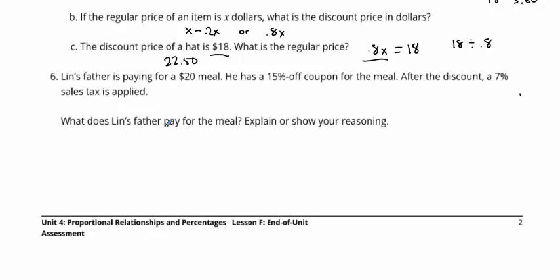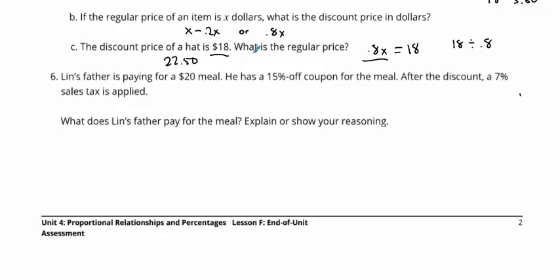So the meal itself is $20, right? If you go to a restaurant and you order some food off the menu, it gives you the price in there, but that price does not include the tip and the tax or any discounts. So if he orders something for $20, that's not really what he pays.